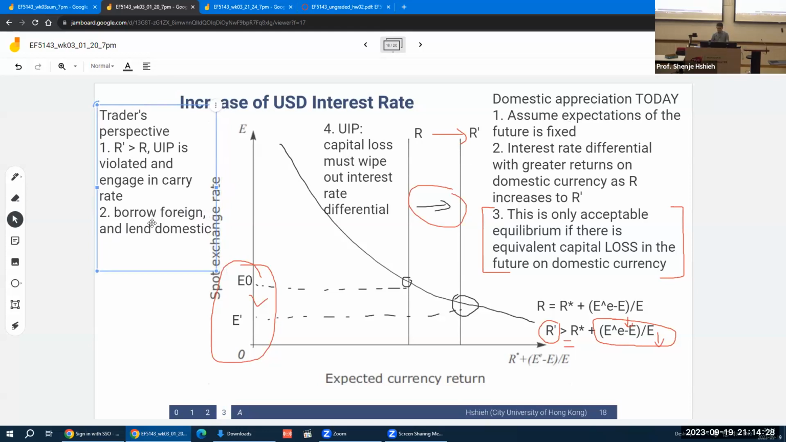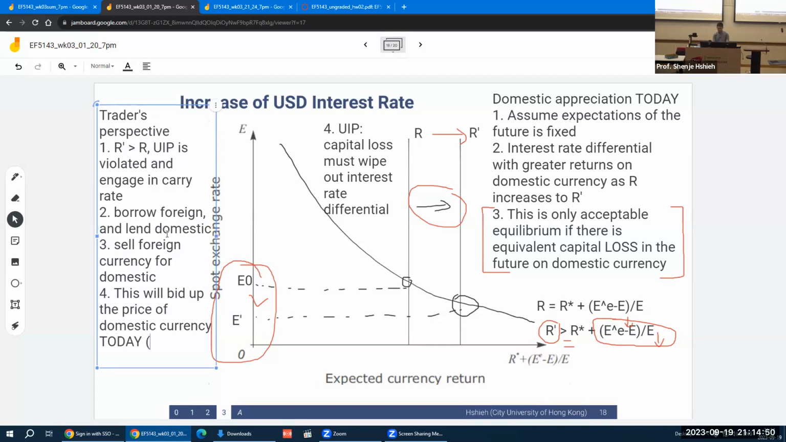But in doing so, they have to sell foreign currency for domestic. This will bid up the price of domestic currency today, which is E decreases. Right, very simple. Done. So that's how you get E naught to E prime, right? From the trader's perspective.